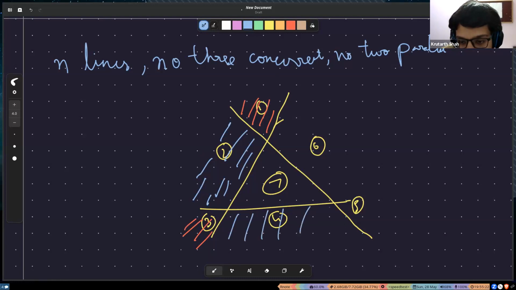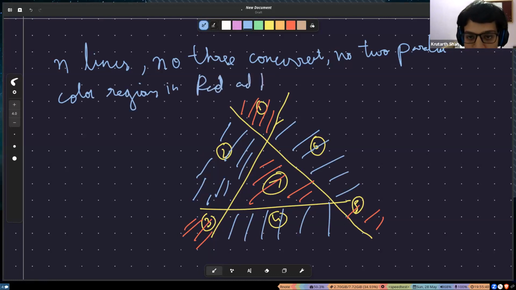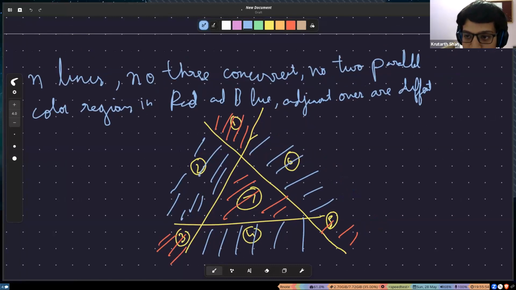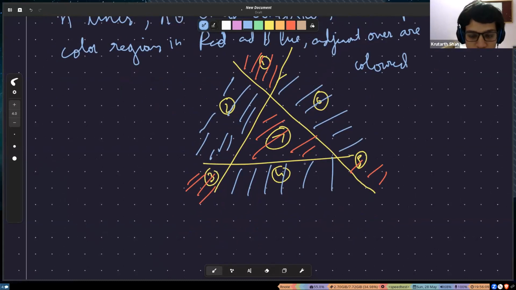I'll repeat, just a second. You want to show that you can color regions in red and blue such that adjacent ones are differently colored. There's an example of such a coloring.